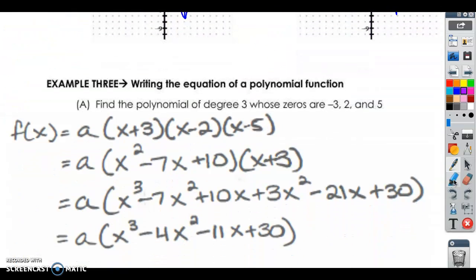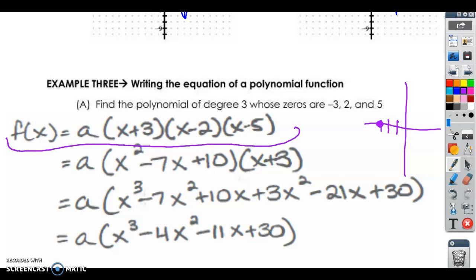And example 3, this is just working backwards. Sometimes they'll give you, you already know that if you've got a 0 at negative 3, right there, you're going to have a factor of x plus 3. This is just asking you to write that out.